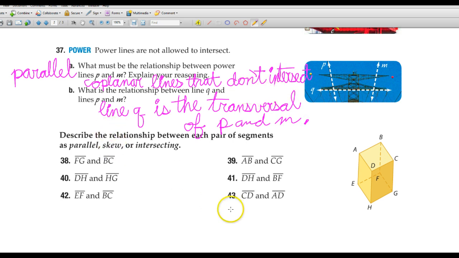Number 38 through 43, describe the relationship between each pair of segments as parallel, skew, or intersecting. Number 39, AB and CG. Okay, those would be skew because if I continue this, this would be towards the front, that would be towards the back. So if I extend this on up, that would pass in front of this, or this would pass behind this line as it travels up. So those are skew lines because they are non-coplanar lines that do not intersect.